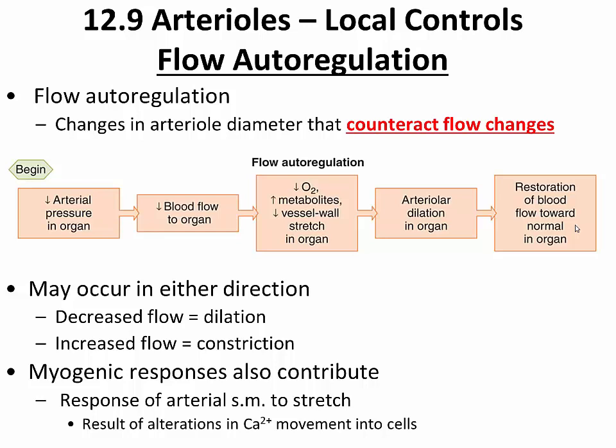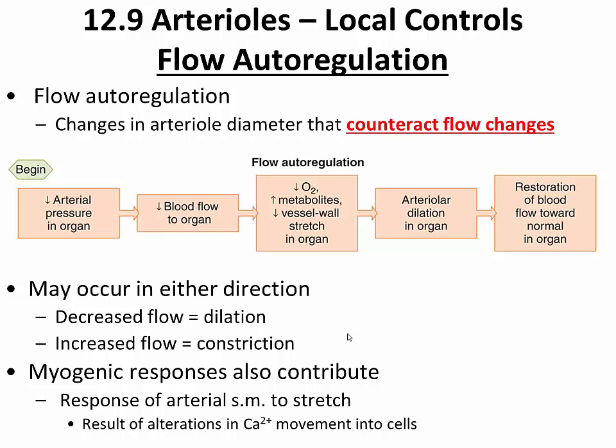So this can occur in either way. If we have decreased blood flow to an organ, which is what we just talked about, then we have dilation of the arterioles to restore that blood flow. But if we have increased blood flow, we have the opposite. All these arrows would just be flipped here. And so we have constriction of arterioles as a result of that, which limits the flow of blood to that particular organ. So this is super adaptive because it roughly keeps the amount of blood going to a particular organ constant at any given point in time.